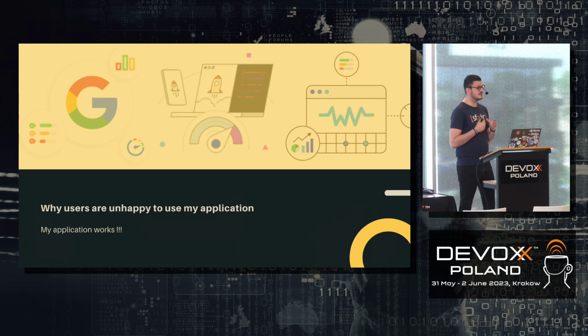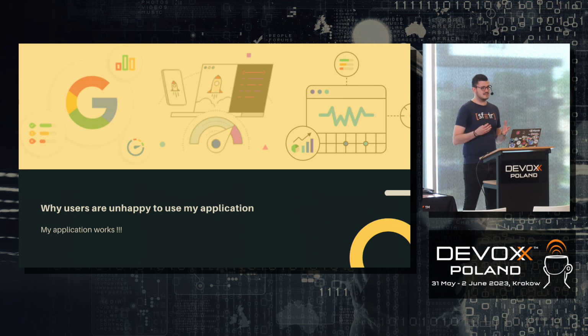So, why are users unhappy to use my application? My application seems to work very well. All the data are displayed, all the data are correct, the unit tests pass and the integration tests pass. So, what's the problem with my application?